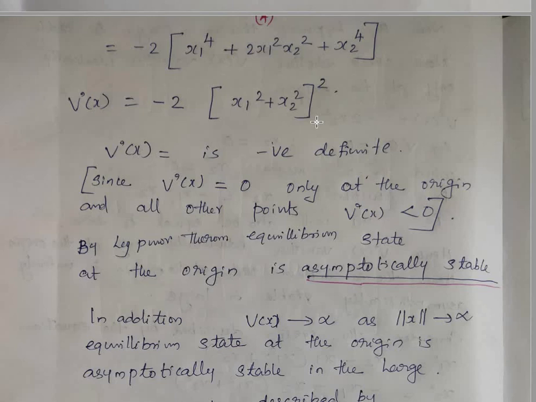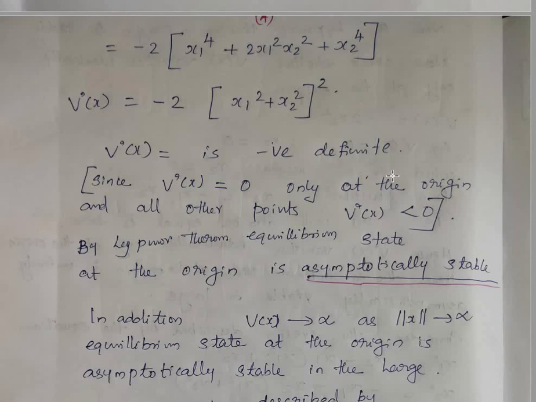Now we have to find whether this is a negative definite function or a negative semi-definite function. You can see that this is a negative definite function, because for all values of x1, x2 except at the origin, that is except at (0, 0), this equation will give a negative value. If you substitute 3, 0, 4, 0, 2, 5, minus 3, minus 8, or any value except the origin, this equation will have a negative value. Hence V dash of x is a negative definite function, having a value less than 0 except at the origin.